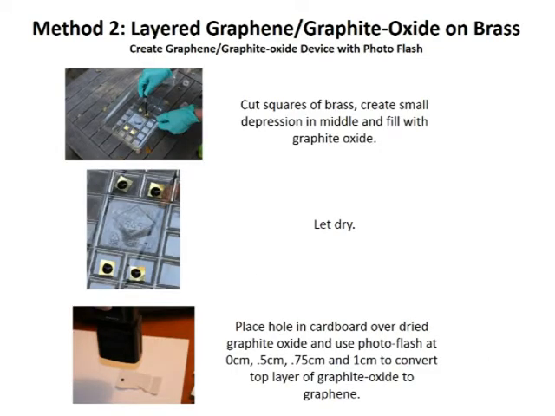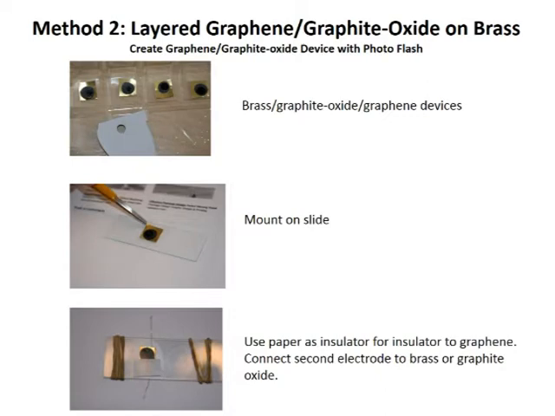I obtained a thin sheet of brass, cut it into small squares, and placed a drop of graphite oxide in the middle. After it had dried, I cut a hole in cardboard of various diameters, held it over the graphite oxide, and used a photographic strobe flash to convert the graphite oxide not covered by the cardboard to graphene. The result was a bullseye of graphene surrounded by graphite oxide that was bonded to the brass sheet. I then mounted the device on a slide and connected electrodes, using paper to insulate them from other materials they might pass over.